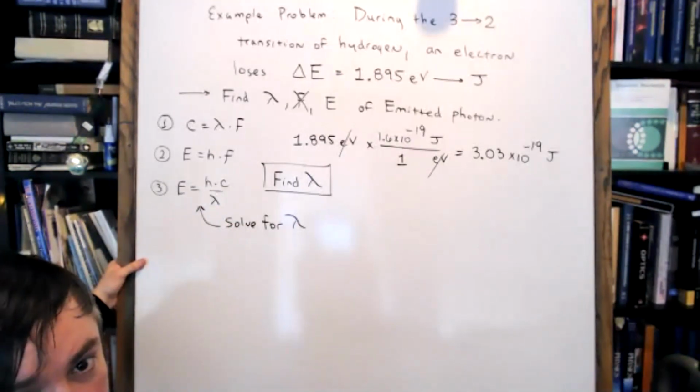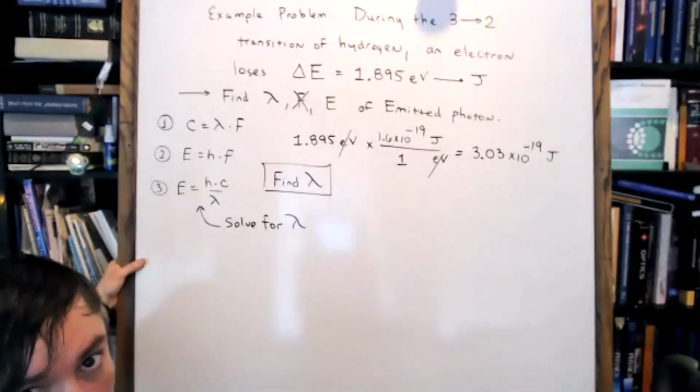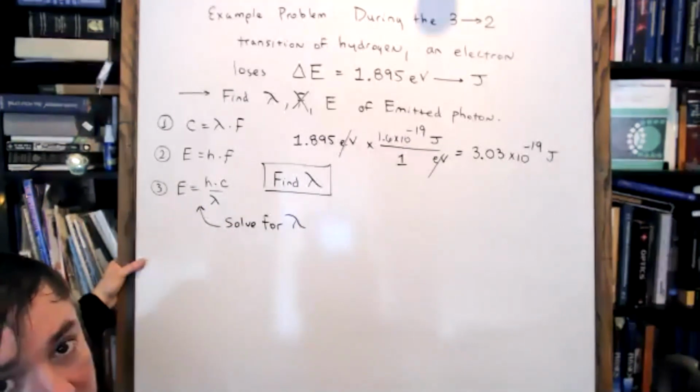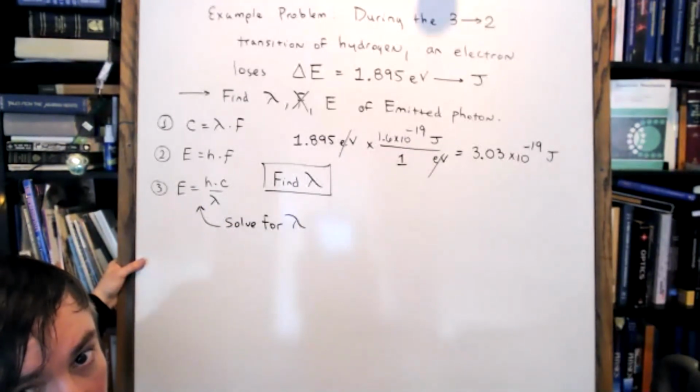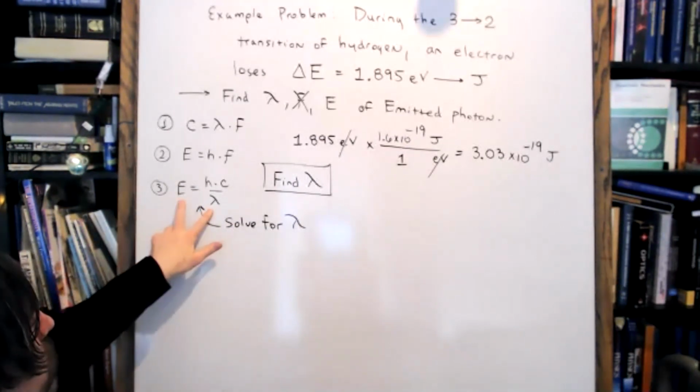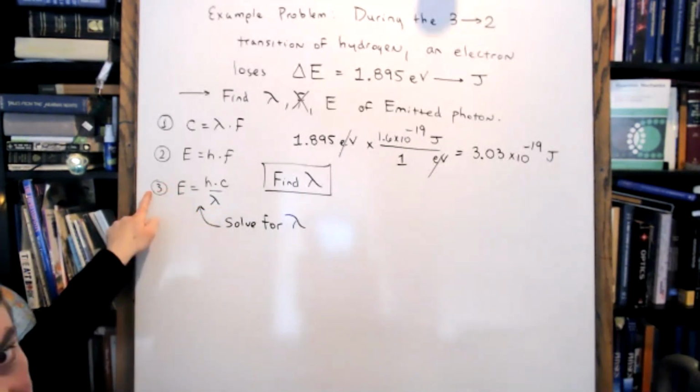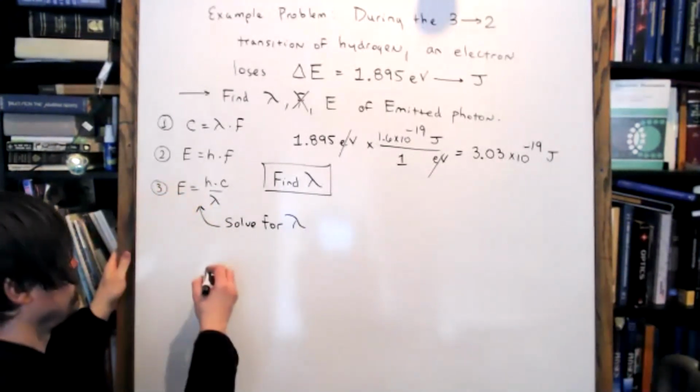Does anyone have the skills for that? I can do it, but I don't know if I should. All right, try, yeah. Give it away. You just switch E and lambda. Yeah. Wavelength goes up, E goes down.